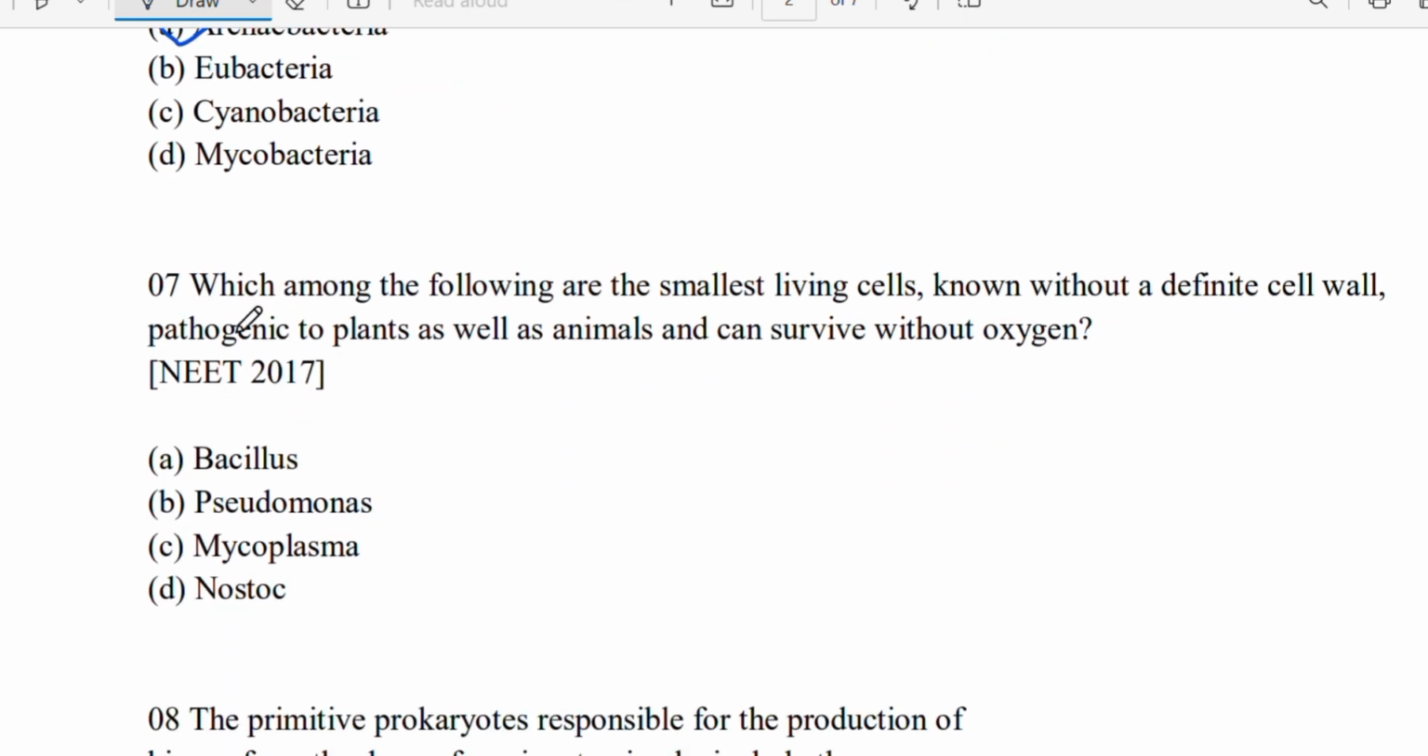Question number 7. Which among the following are the smallest living cells known, without a defined cell wall, pathogenic to plants as well as animals, and can survive without oxygen? Options are: A. Bacillus, option B. Pseudomonas, option C. Mycoplasma, option D. Nostoc. And the correct option is option C, Mycoplasma.